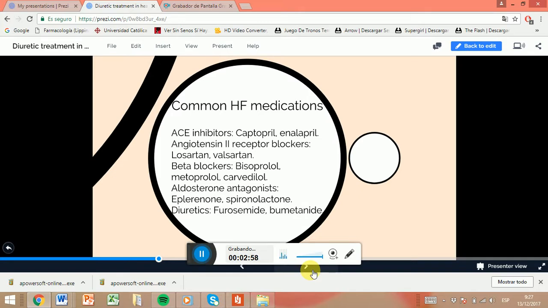Common heart failure medications: ACE inhibitors, captopril and enalapril; angiotensin II receptor blockers, losartan, valsartan; beta blockers like bisoprolol, metoprolol, carvedilol; aldosterone antagonists like eplerenone, spironolactone; and diuretics like furosemide and bumetanide.